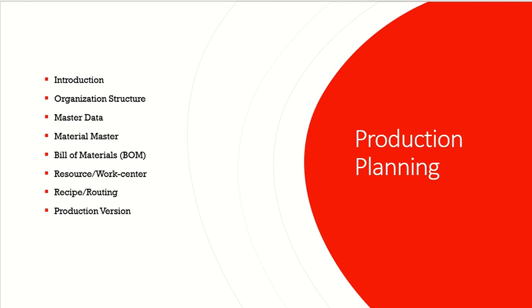In this video, we will discuss the introduction of production planning, organization structure, and master data, and what master data you see: material master, bill of materials, resource, work center, recipe, routing, and production version. All these are master data of production planning.